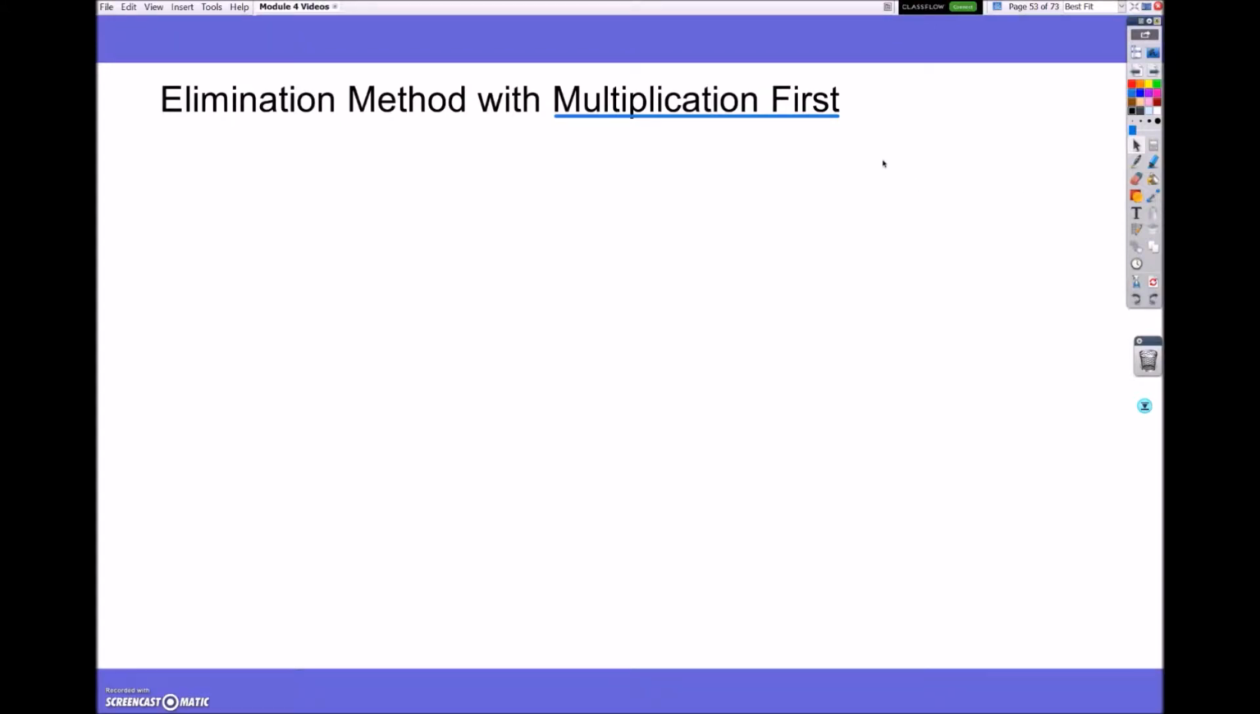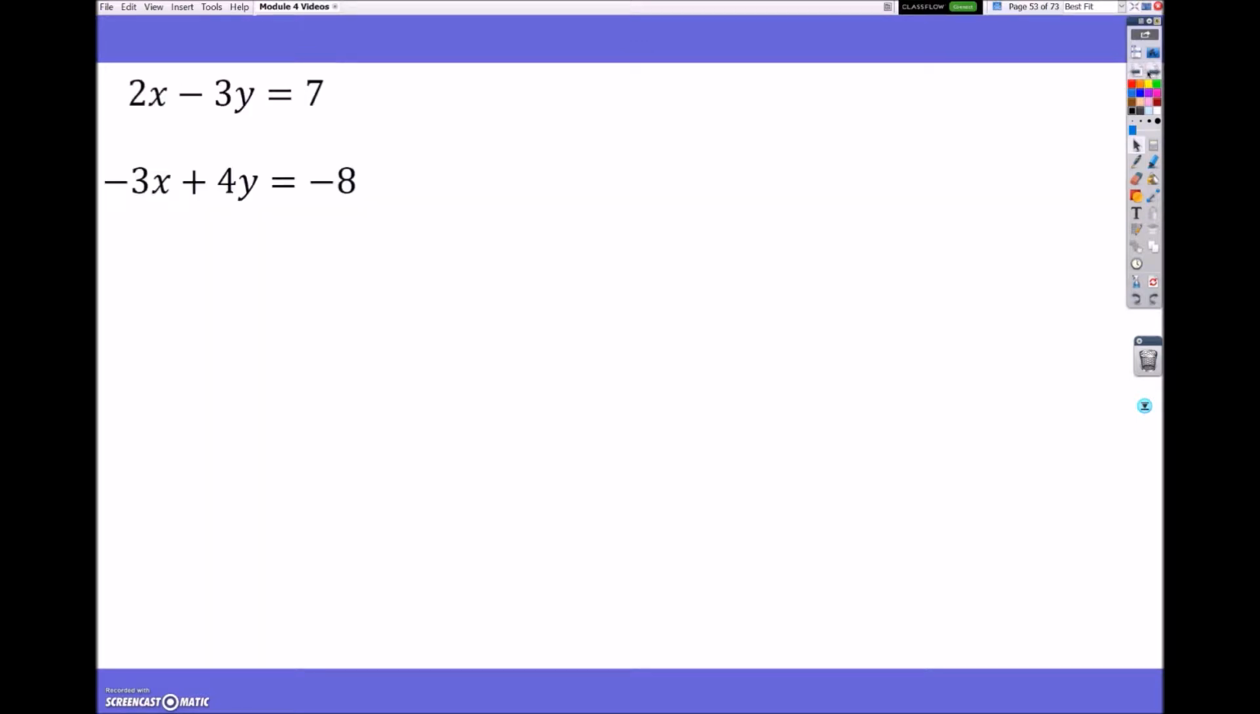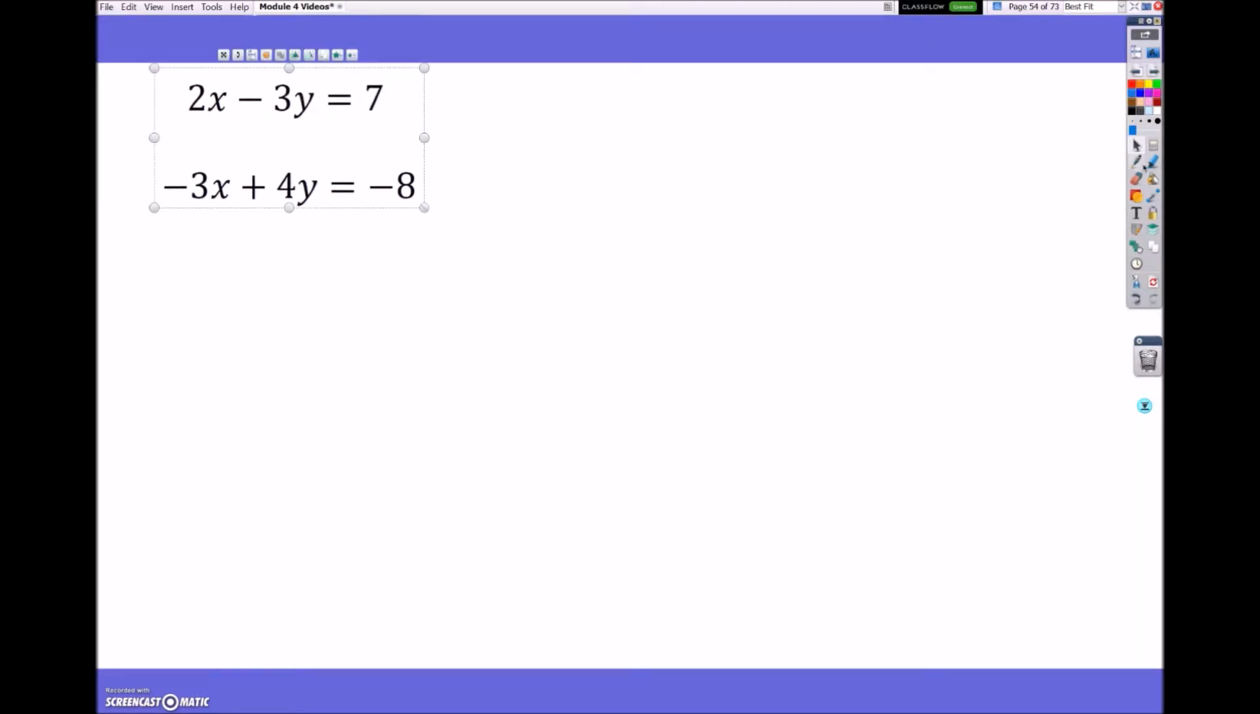Hey guys, today what we're going to be looking at is how to solve systems of equations using elimination. So let's go ahead and look at this problem. On this one, I need to solve for the point where these two lines intersect, and we're going to do that by using elimination. So the first thing I'm going to do is look at these two equations, and I want to make sure my x's, my y's, my equal sign, and my constants are lined up.